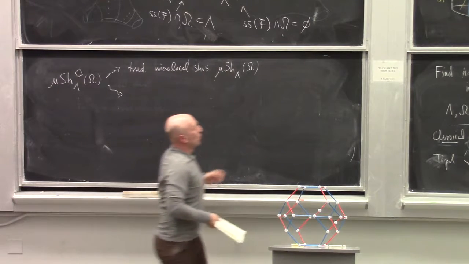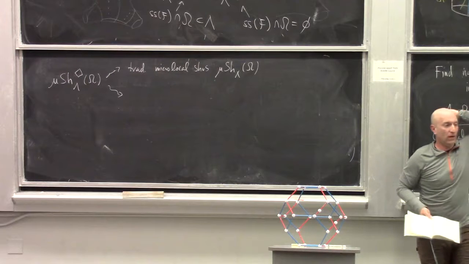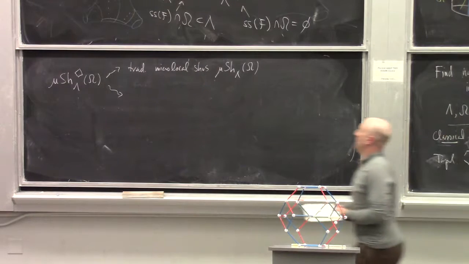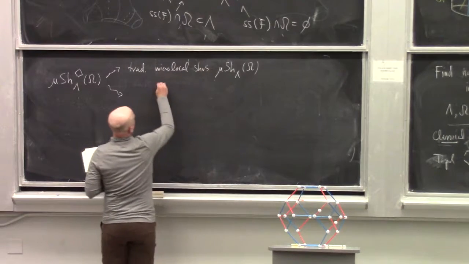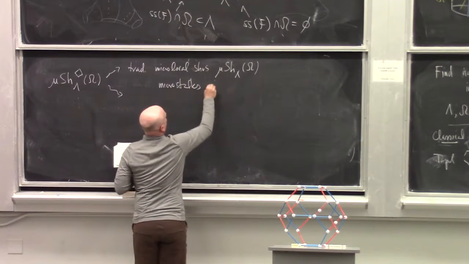Let's go all the way back to my definition of singular support. When I defined singular support, I asked whether a certain measurement was 0 or not. I can ask for that measurement to be finite dimensional, to be perfect. So these are characterized by the microstalks being perfect.